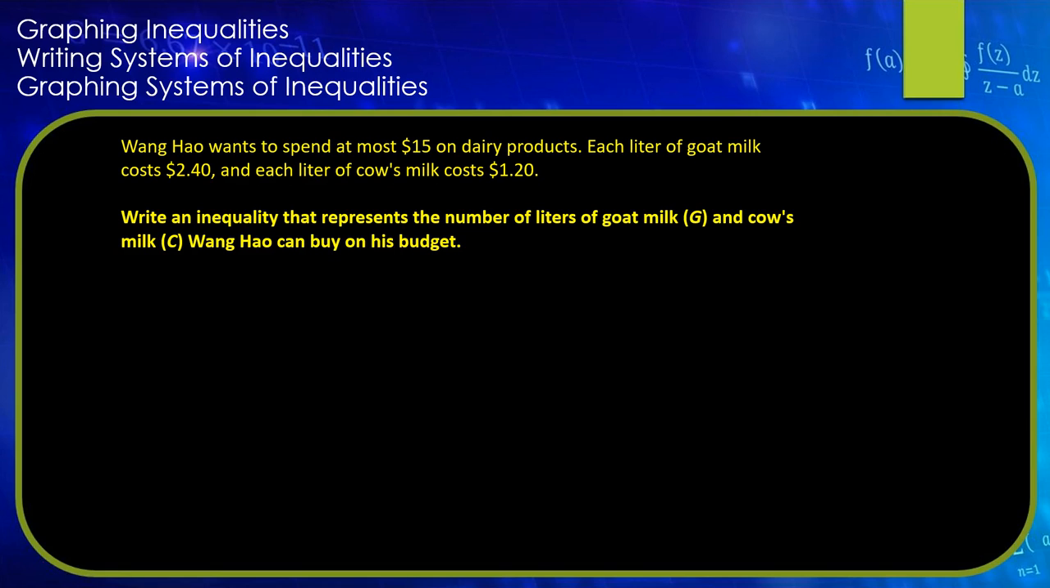Wang Hao wants to spend at most $15 on dairy products. Each liter of goat milk costs $2.40. Each liter of cow's milk costs $1.20. Write an inequality that represents the number of liters of goat milk, G, and cow's milk, C, Wang Hao can buy on his budget. So take a moment, pick which of these inequalities you're going to be given is going to represent the situation, and then we'll go through it.